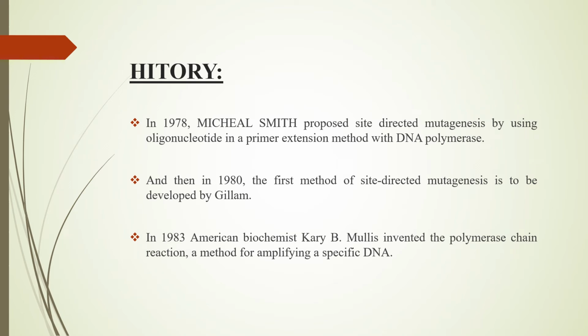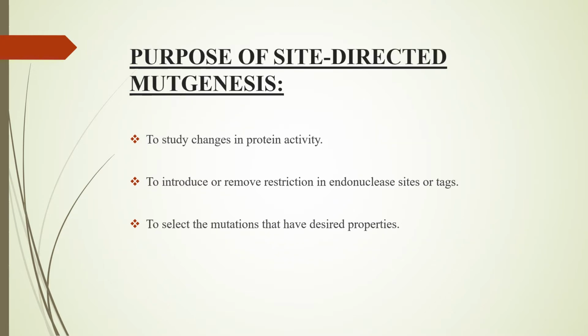History of site-directed mutagenesis. In 1978, Michael Smith proposed site-directed mutagenesis by using an oligonucleotide in a primer extension method with DNA polymerase. And then in 1980, the first method of site-directed mutagenesis was developed by Gillam. And in 1983, American biochemist Kary B. Mullis invented the polymerase chain reaction, a method for amplifying a specific DNA.